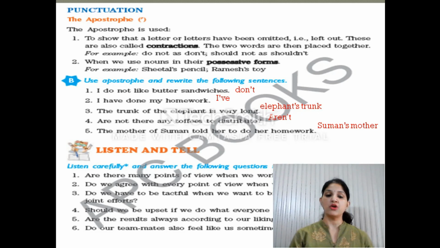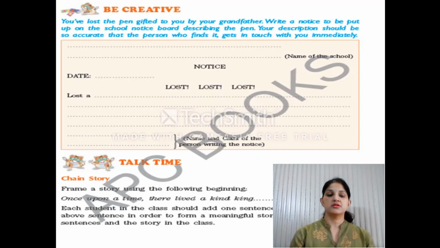So students, now you have to read all the sentences and write whether the sentence is true or false. Now let's move on to the next page. On this page we have the Be Creative portion. In the Be Creative portion, you have lost the pen gifted to you by your grandfather. Write a notice to be put up on the school notice board describing the pen. Your description should be so accurate that the person who finds it gets in touch with you immediately.